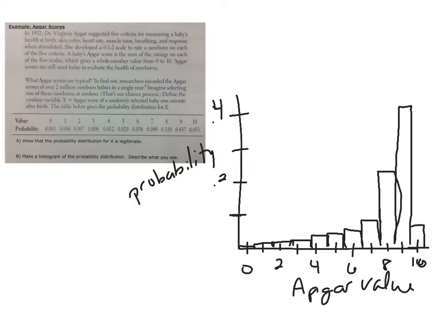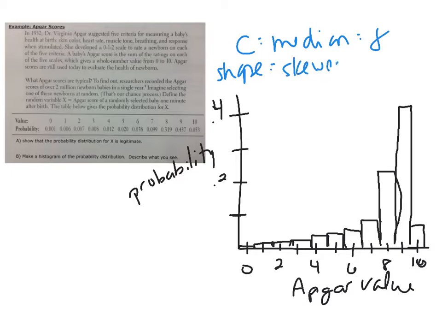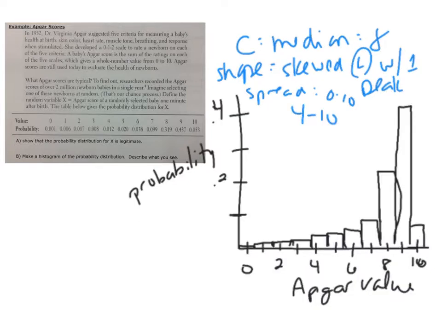You were also asked to describe what you saw. Remember, I've got my center, which has a median around 8. I've got my shape: this one is skewed left with 1 peak. And my spread goes from 0 to 10, with the majority of values being between 4 and 10. I don't really have any unusual features or outliers. But I've got my center, shape, and spread described here.